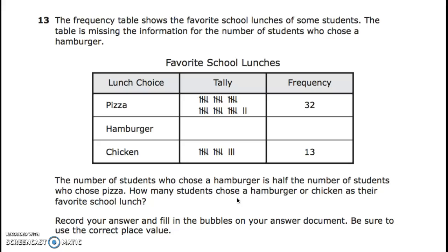How many students chose a hamburger or chicken as their favorite school lunch? Record your answer and fill in the bubbles on your answer document. Be sure to use the correct place value. Pause the video now to work this problem.